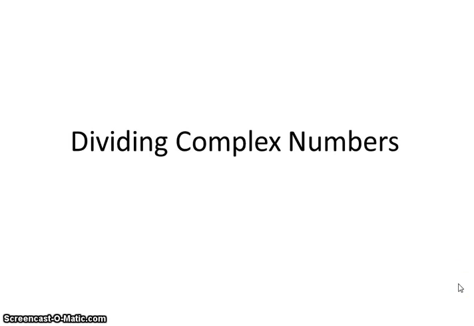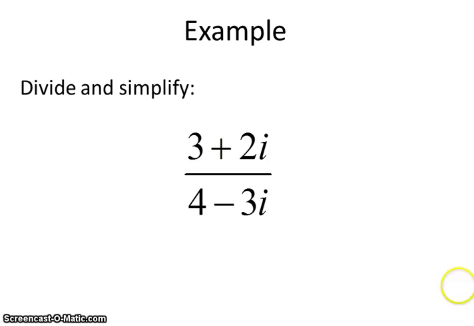Hi guys, today we're going to do an example of dividing complex numbers. So here's our example we want to work today. We want to divide 3 plus 2i by 4 minus 3i. So this is basically a problem of rationalizing the denominator.